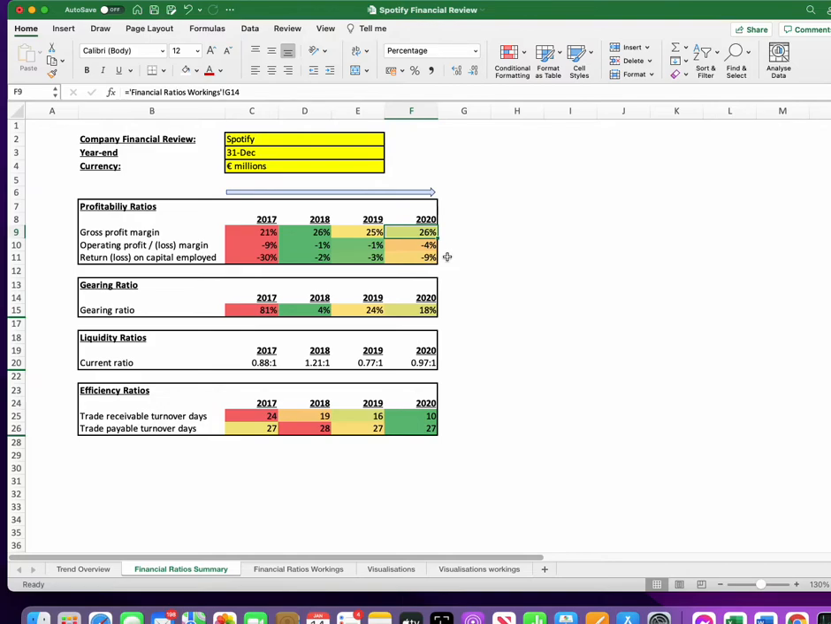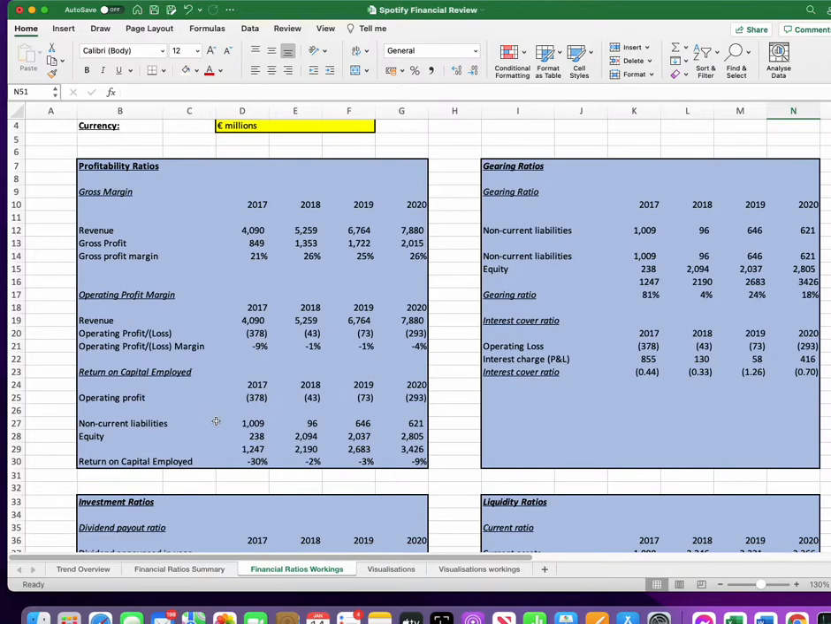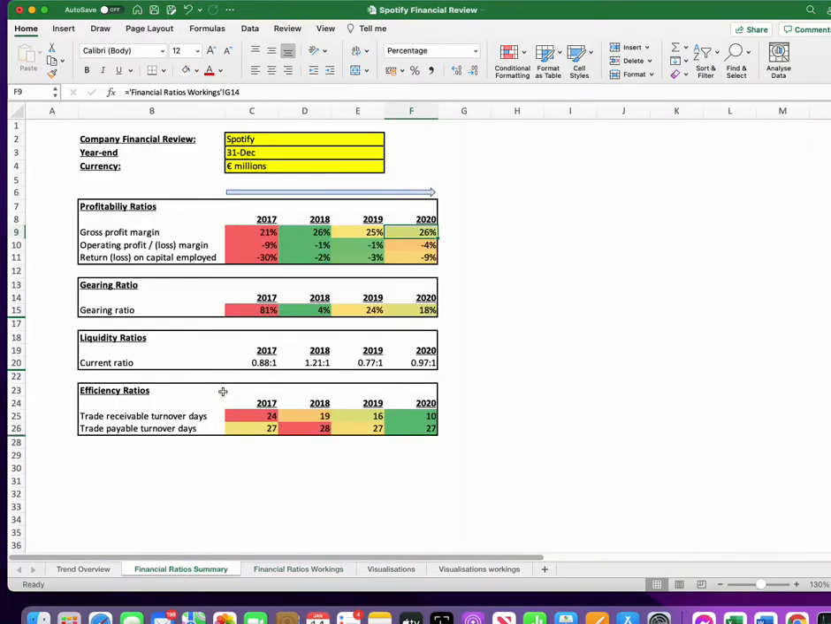But we said they're loss making, so they're actually posting a negative operating profit margin of 4%. And because they're loss making, they're still seeing a loss on their capital employed, and those workings are in this tab here if you want to see those. I just want to look at the high level here, really.